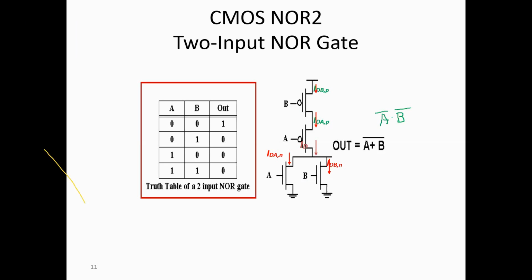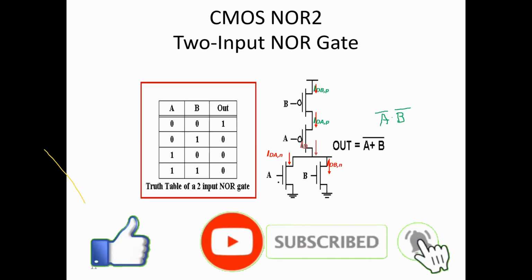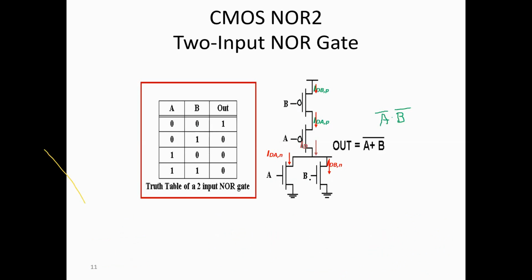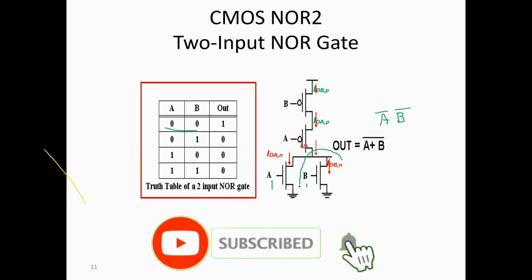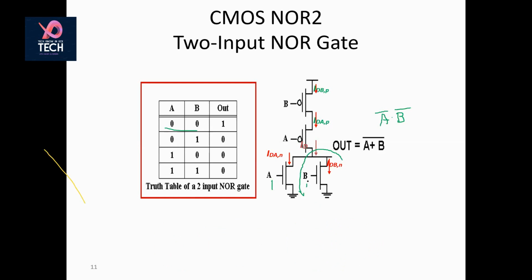PMOS is on only when your inputs are 0, and your NMOS is off when your inputs are 0. If either of these two is 1, NMOS is on, and this will get the output discharged. So that means to have your output sustained at 1, your inputs should be 0. Now this is the case for your NOR gate.